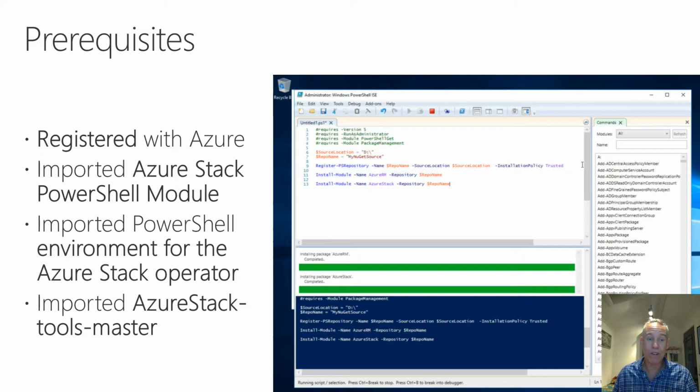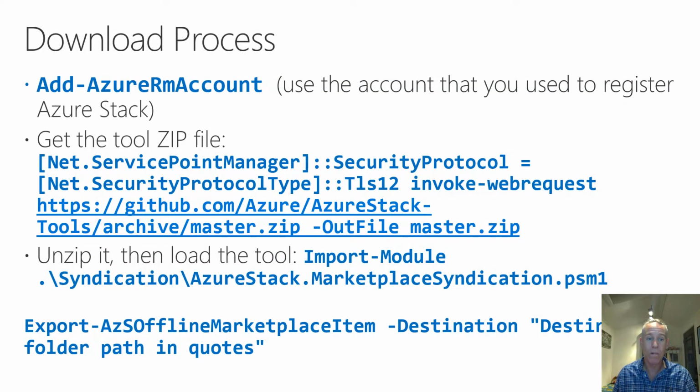So here are the prerequisites. Your Azure Stack has to be registered with Azure already using that procedure I showed you before. You have to have the PowerShell modules, and then you are able to run the tool. So there's a normal prerequisites to get the environment ready. You use Add-AzureRmAccount. This is the account that you use to register with Azure. You get the zip file for the tool itself. So there's the location to get the zip download. You unzip it and you load the tool.